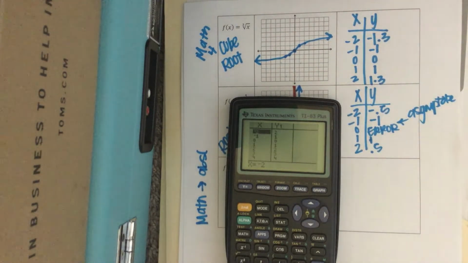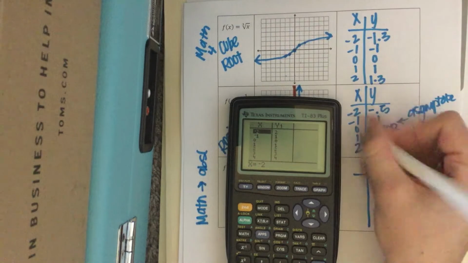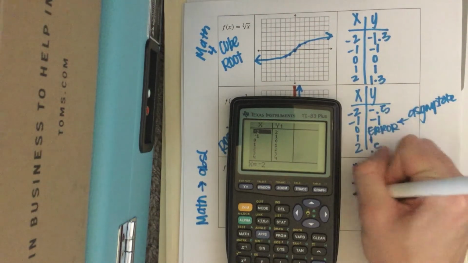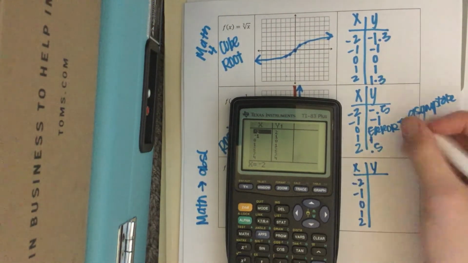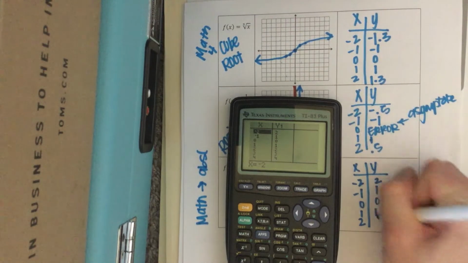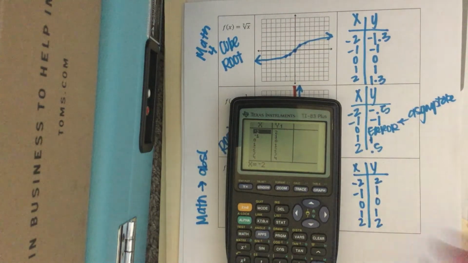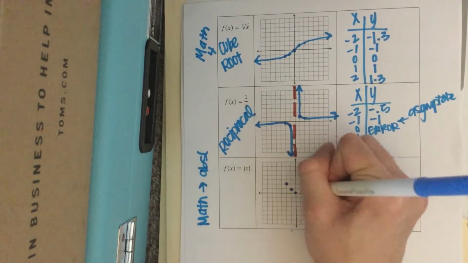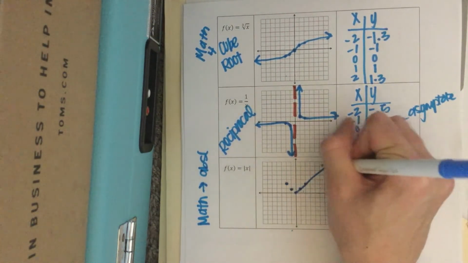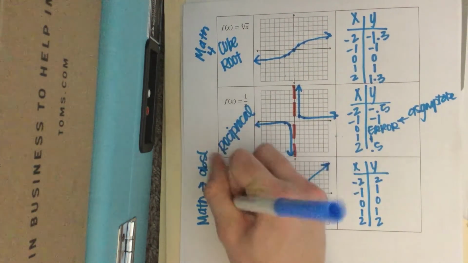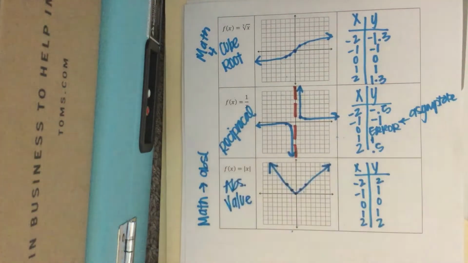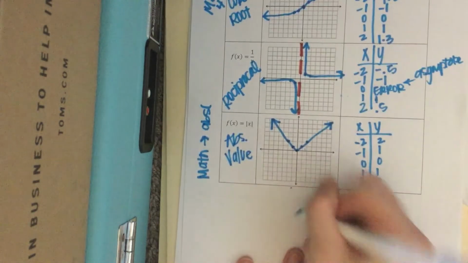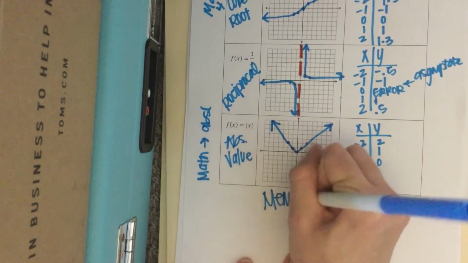If we graph this, or go to our table, x, y, we're going to use the table a lot. You need to get really familiar with this table. So that's 2, 1, 0, 1, 2. -2, 2, -1, 1, 0, 0, 1, 1, 2, 2. And this is called the absolute value function. Okay, I want you to memorize the basic shapes of these.